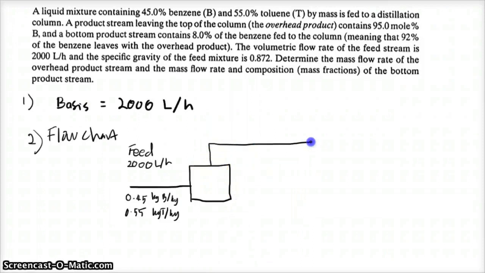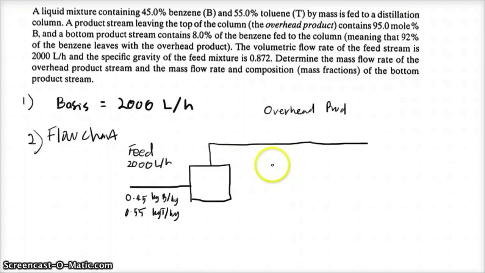So the overhead product, give me a bit longer. So that's the feed, this is the overhead product, and that's the mole fraction. So it contains 0.95 mole B per mole of product, while the rest is toluene, 0.05 mole of toluene per mole of overhead product.